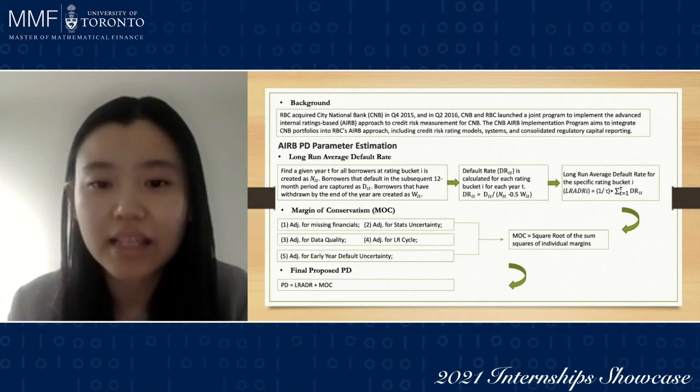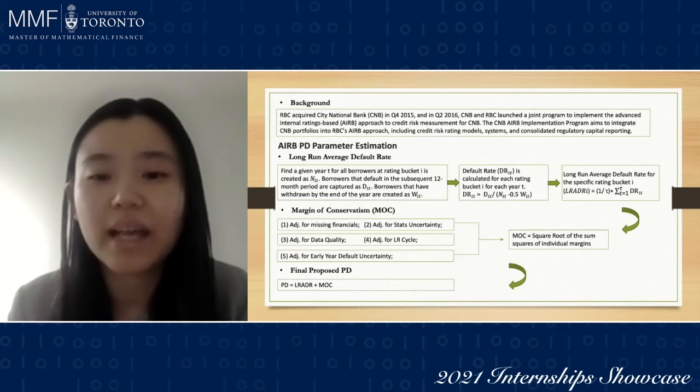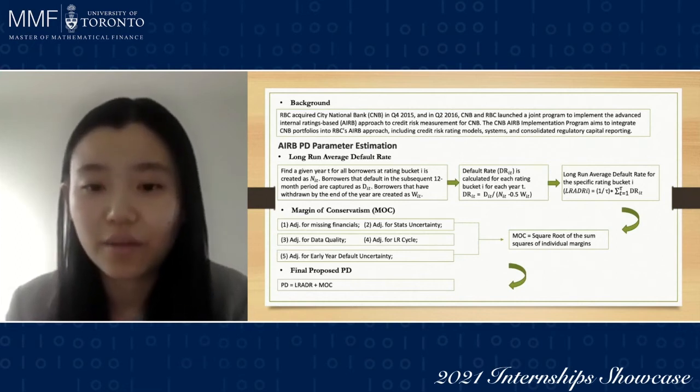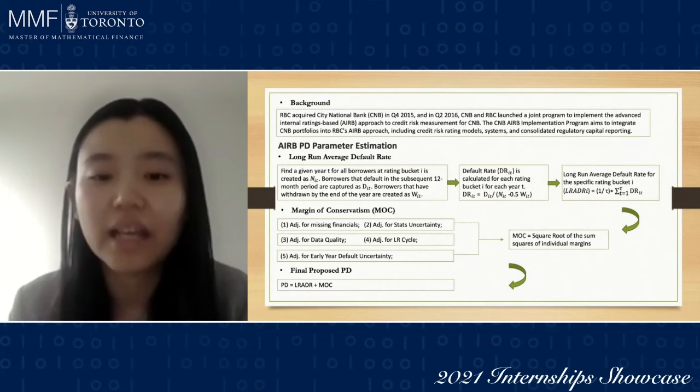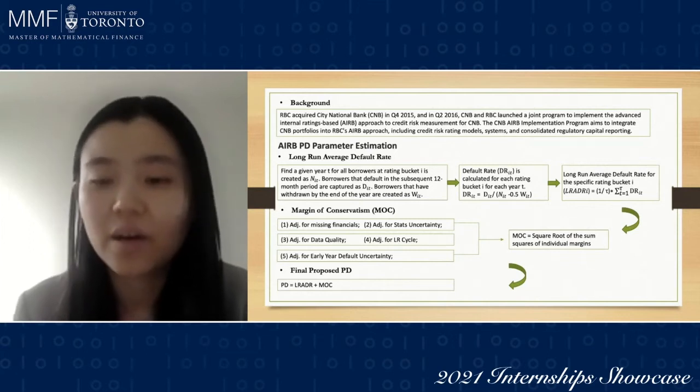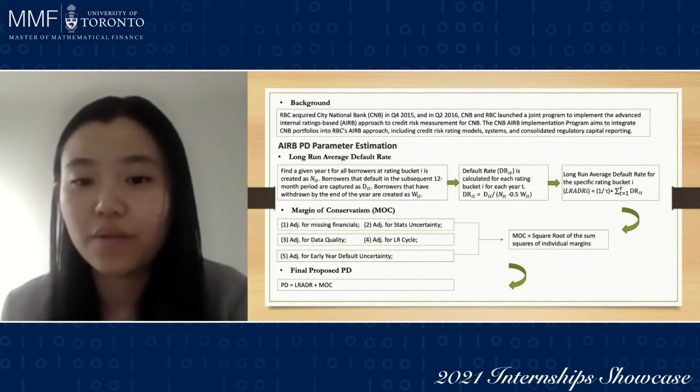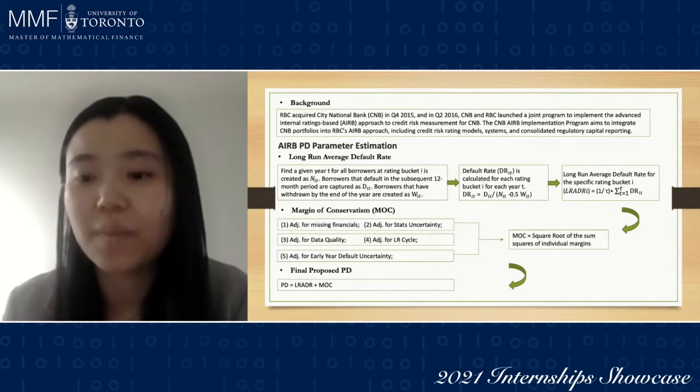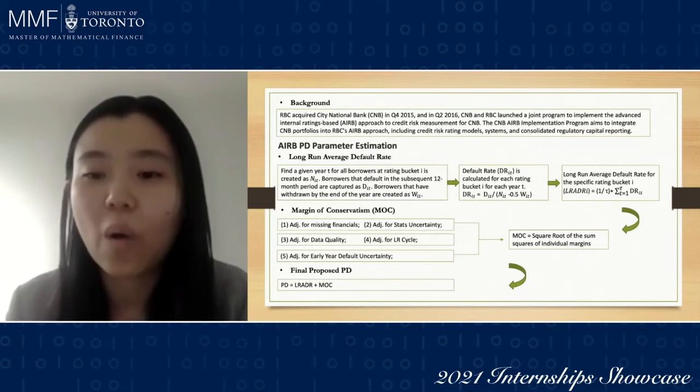After getting the default rate for each rating bucket I and for each given year T, calculated by the formula here, we sum up the default rate for the respective rating bucket I over the whole cohort years and divide by the total length of cohort years.